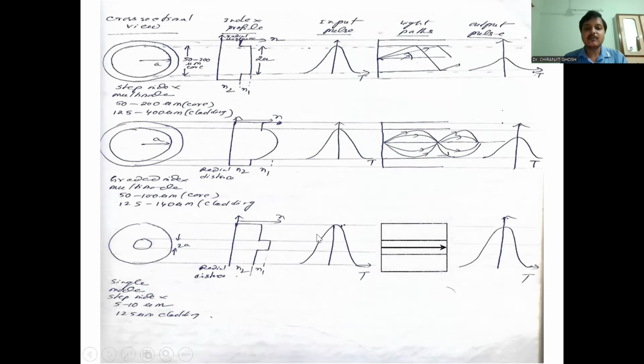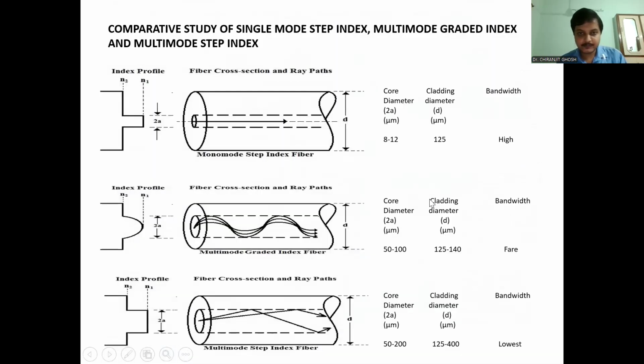So you can see in the concept of intermodal dispersion or multimode dispersion, we have a very high intensity at the output. This is the same thing, it is said here. So we can see the bandwidth is high for monomode step index fiber, that is single mode. It's in the middle for the graded index fiber, and it's lowest for multimode step index fiber.